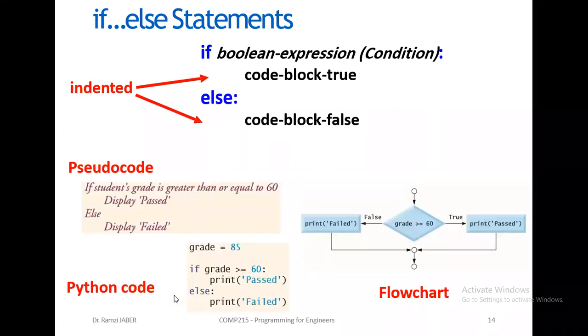The code in Python is similar to this: grade equals 85. If grade bigger than 62, colon, enter, tab, print passed, enter. No tab here. Here, no tab. Just enter. Else, colon, enter, tab, print failed. So this code is for if else. Okay.